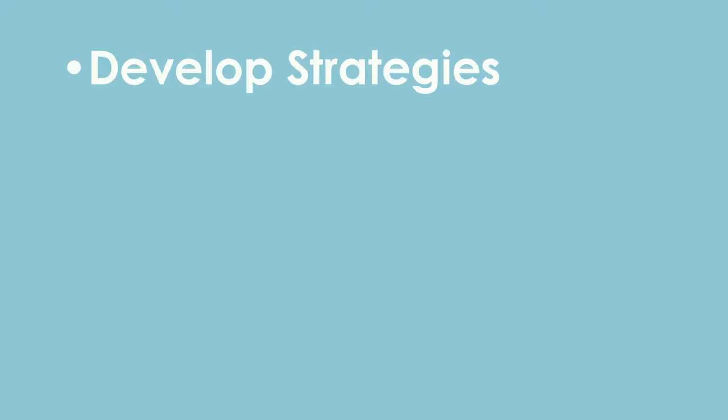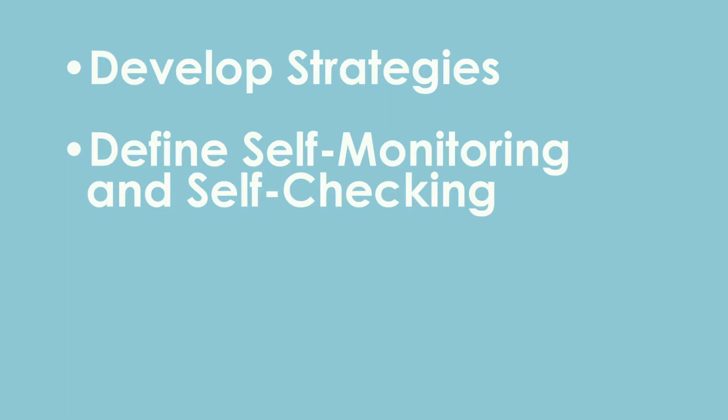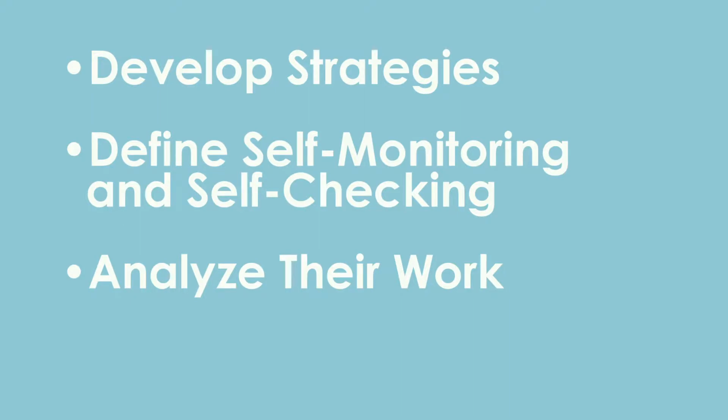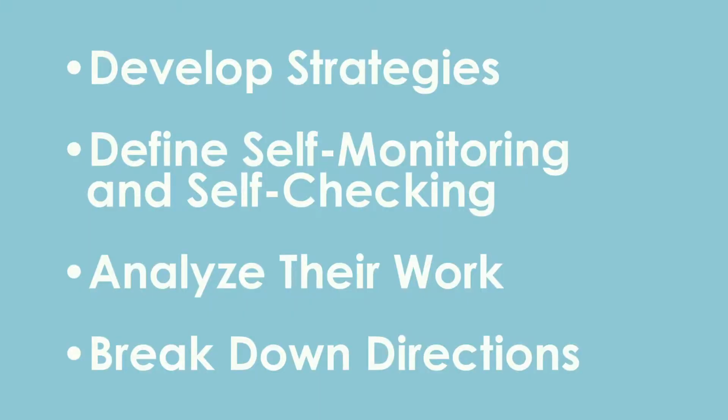The lessons in this unit teach students to develop the strategies they need to monitor and check their work successfully. Define self-monitoring and self-checking and understand the important role that both play in successful learning. Analyze their work for common errors and create personal self-checking strategies to correct their work. Break down directions, creating checklists to guide their work as they complete long-term projects and papers.